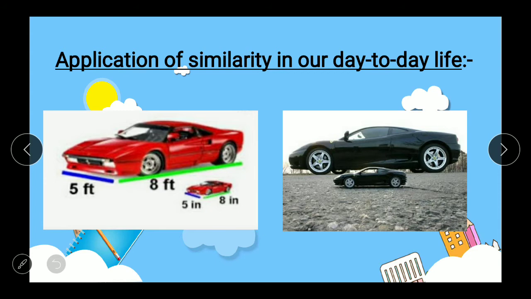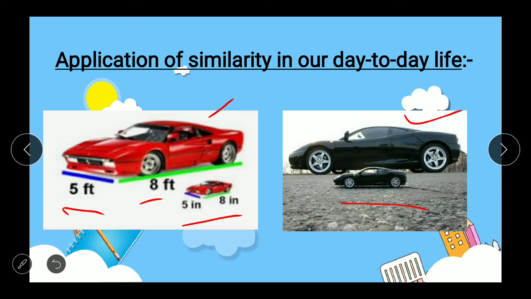Students, do you know why we are going to study similarity? This is all because of its application in our day-to-day life. In this picture, you can see these 2 cars with their small models. You can observe from this picture that the front of the car is 5 feet and the length is 8 feet. But in its model, it is 5 inch and 8 inch. So you can say that the size is reduced in the same proportion.